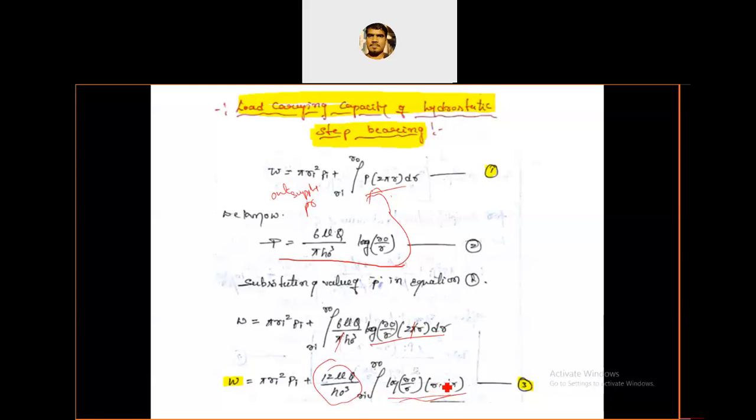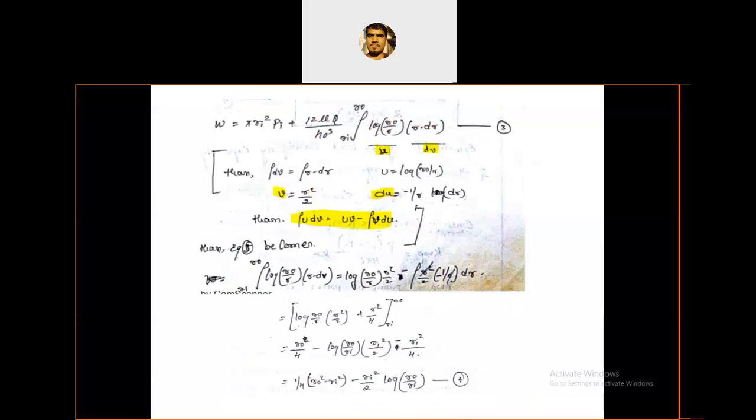But is it possible to integrate equation 3? Is it possible to integrate? Because log R naught by R is there, R into dr is there. Yes, in terms of which integration method? Go back to the M1 M2. It is the product method, the UV method. Do you remember? By parts method, integration by parts method. Yes, it is in terms of integration by parts method.